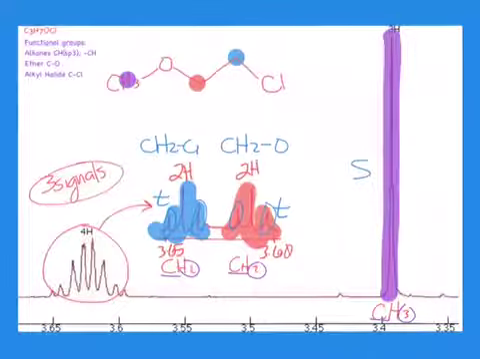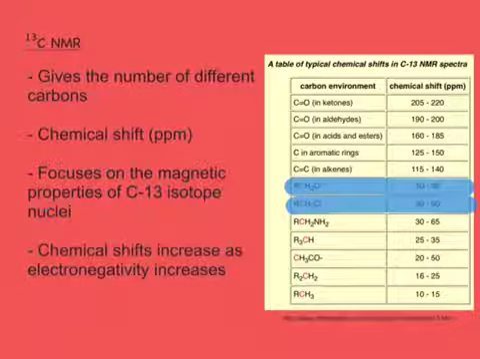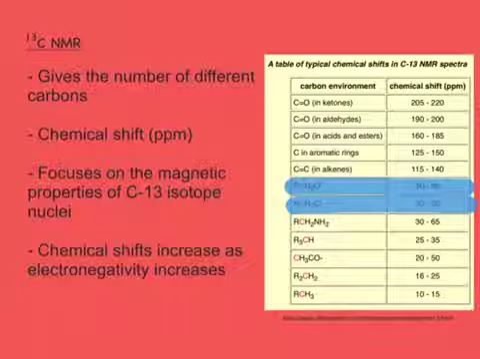This proton has 2 neighboring hydrogens here. This proton has 2 neighboring hydrogens here. And this proton has no neighbors. This is the likely structure of this molecule. This can be verified with carbon NMR, which focuses on the magnetic properties of carbon-13 isotope nuclei. The carbon NMR gives the number of inequivalent carbons and their location in the molecule.